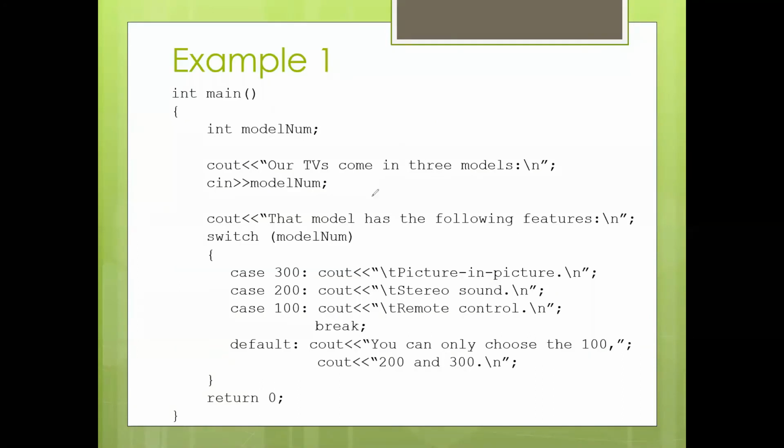This is the example one. So nampak tak? Dia nak buat comparison tentang model number. So dia kena menggunakan integer. Kalau you apply the integer data type, so awak dah boleh guna switch. Okay, itu dia syarat. So dia suruh our TVs come in 3 models, model nums. Okay, contoh ni kat sini.